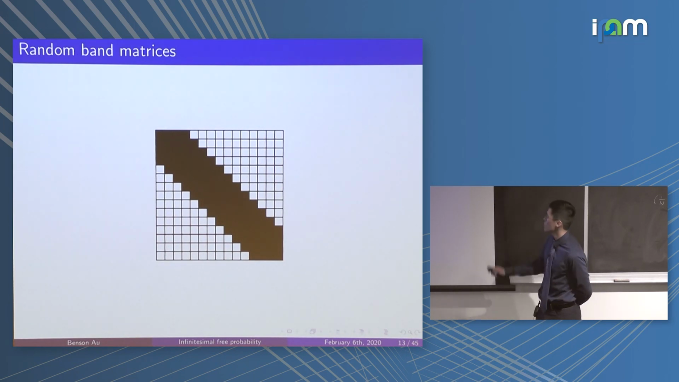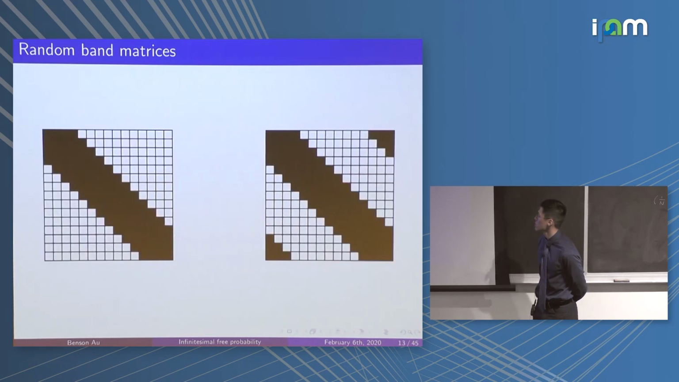And this isn't actually going to be what I'm working with, because I want to work with a little more structure that makes things nice for me. I'm going to work with something called a periodic random band matrix. The reason for this will be pretty clear as soon as I show you this picture.